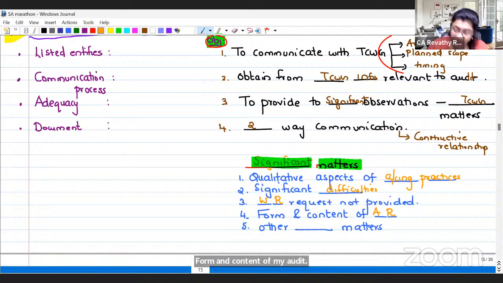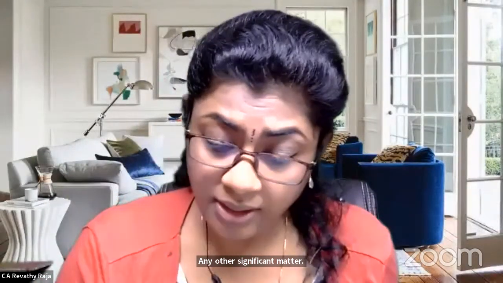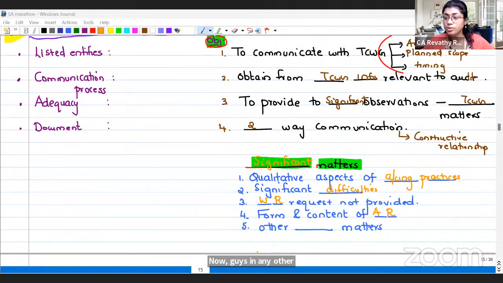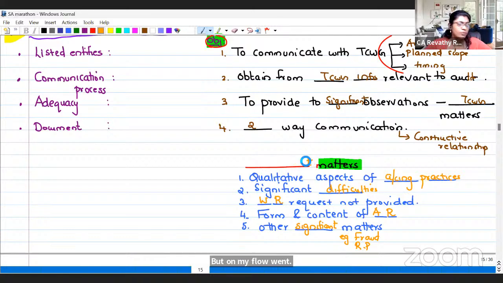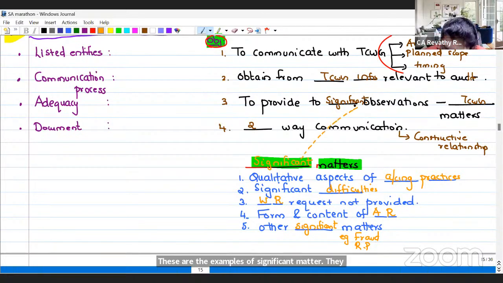Any other significant matter? Now, guys, in any other significant matter, all the examples which she said, you can write there. Like fraud, related party, transactions outside the normal course of business. These are the examples of significant matters.